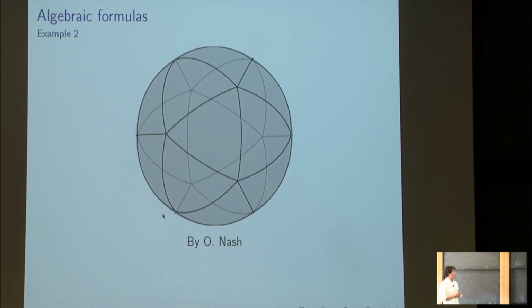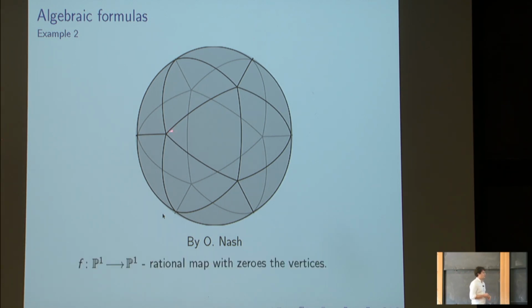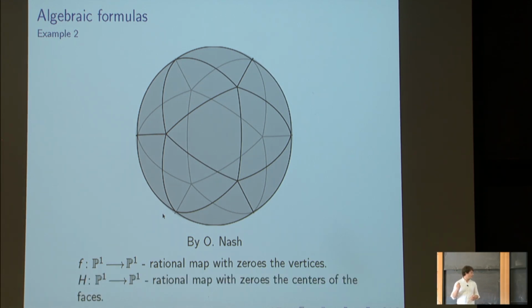OK. A little less simple is Klein's icosahedral formula for the quintic. So this is a spherical icosahedron. And we're going to construct two rational functions. So my first function, f, is just going to have its zeros at the 12 vertices of the icosahedron. And my next one, h, is going to have a 0 at the center of every face. So f is degree 12, h is degree 20. We want to make a single function out of those.